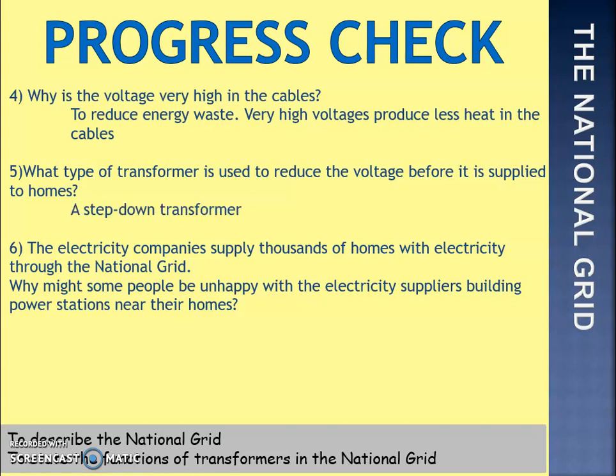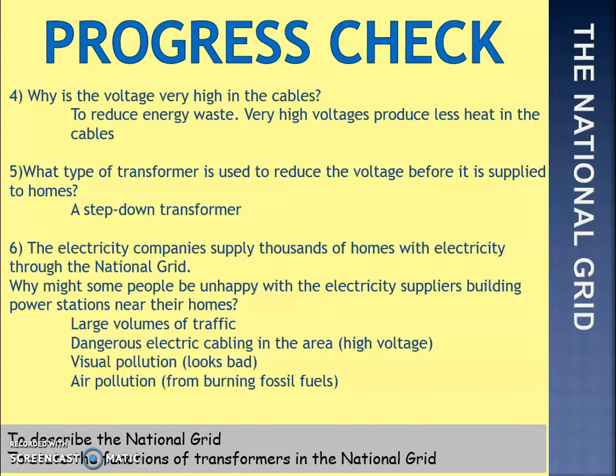And question 6. The electricity companies supply thousands of homes with electricity through the national grid. Why might some people be unhappy with the electricity suppliers building power stations near their homes? You need to think about the inconvenience that would be caused if someone built a power station near your home. So there'd be large volumes of traffic. There would be dangerous electrical cabling all around the area. There would be visual pollution because it looks bad, and there would be air pollution from them burning those fossil fuels. So that's one of the many reasons people would not like power stations to be built near their homes, and one of the many reasons power stations are built in areas where there's not much residential area there at all.